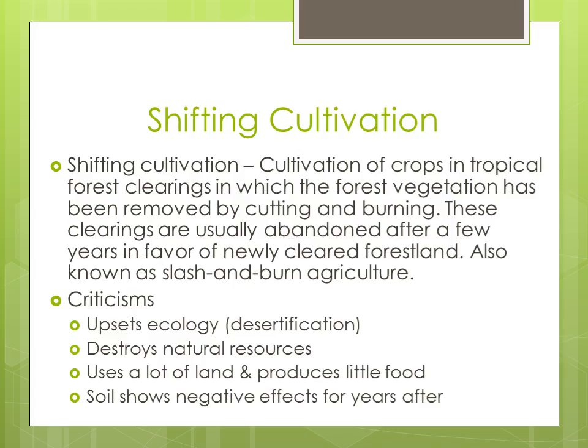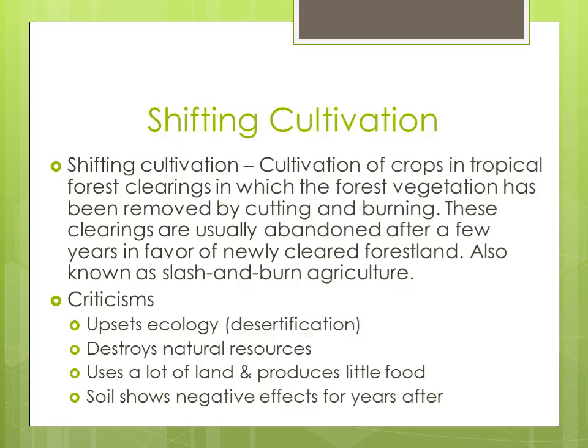So let's start out with shifting cultivation. Shifting cultivation, by definition, is cultivation of crops in tropical forest clearings in which the forest vegetation has been removed by cutting and burning. These clearings are usually abandoned after a few years in favor of newly cleared forest land. Also known as, and this is an important alternative name you have to know, slash and burn agriculture.